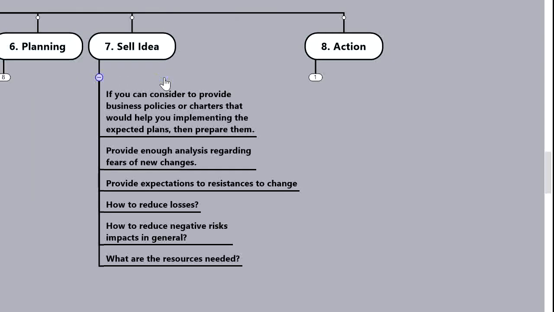And next is sell the idea. If you can consider providing business policies or charters that would help you implement the expected plans, then have them prepared by the legal affairs, for example. Provide enough analysis regarding fears of new changes, and put scenarios. Scenario analysis is a very important topic, but actually it's very advanced and very strategic at the same time.